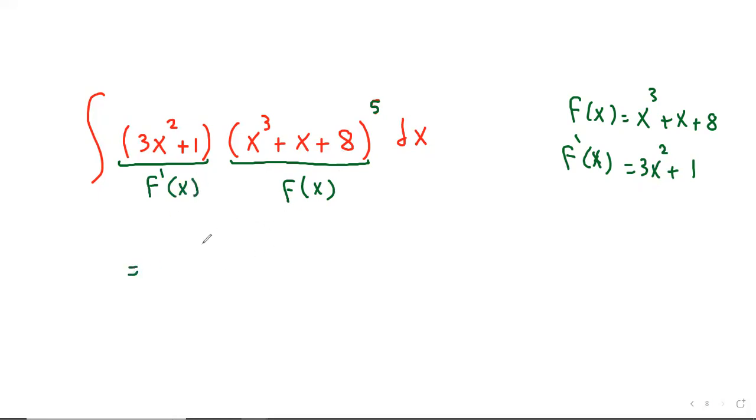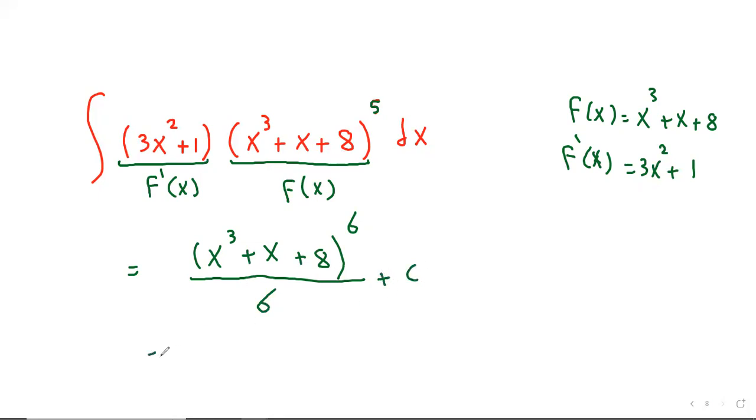So in this case, we will apply the rule directly. Add 1 to the power. It will be x power of 3 plus x plus 8. Add 1 to the power, it will be 6. Then divide by the new power. And then write plus c. So it will be 1 over 6, x power of 3 plus x plus 8, all raised to the power of 6, plus c. That's it.